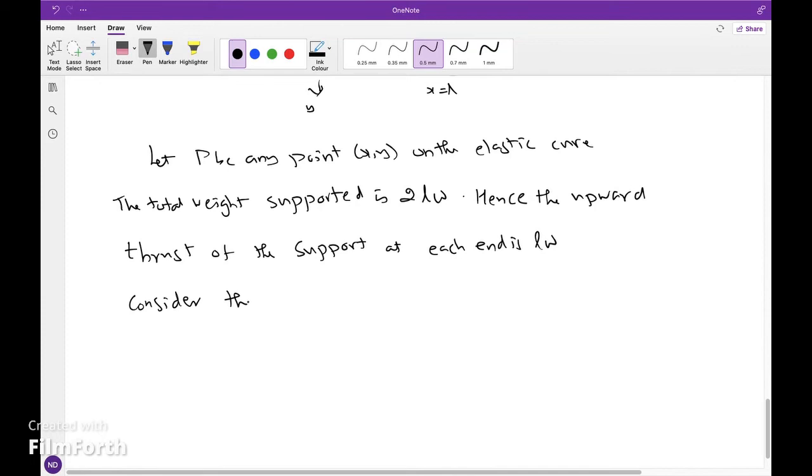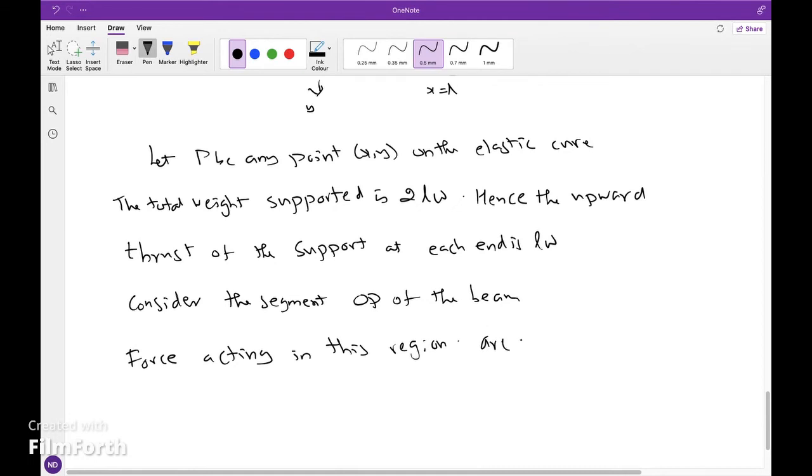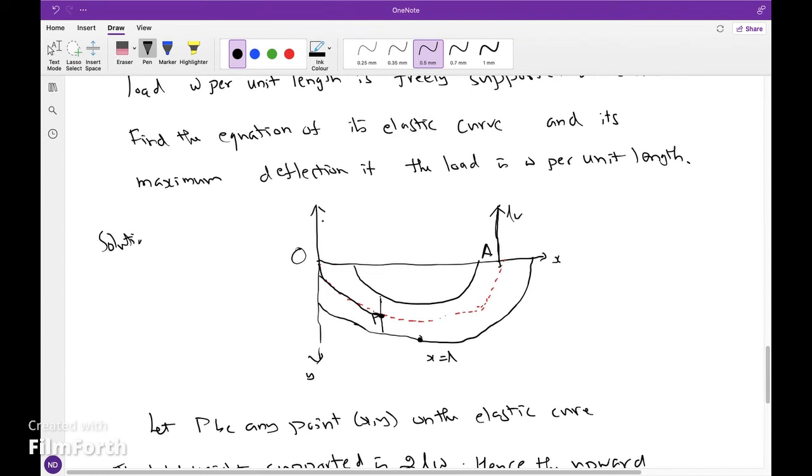Consider the segment. The forces acting in this region are upward thrust, omega L at O. That means omega L at O. Here also omega L at these two ends, and load omega acting at the middle of OP.